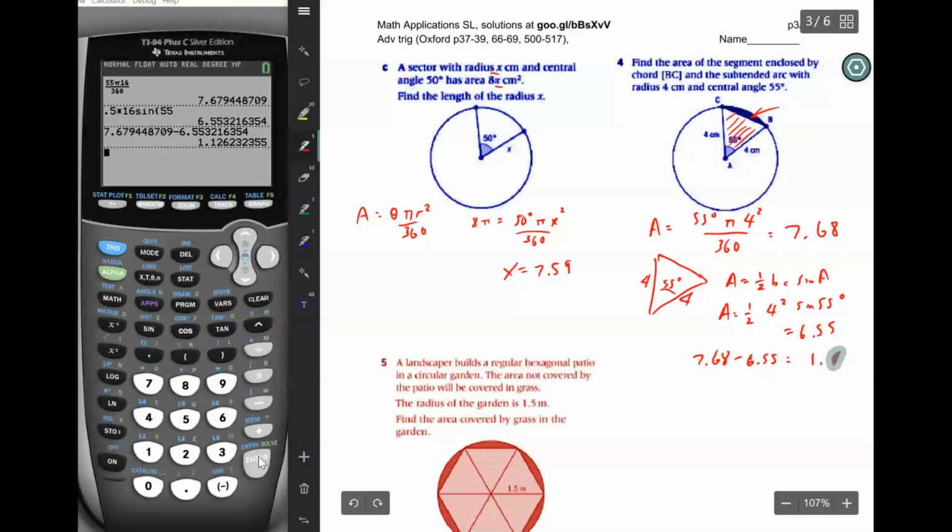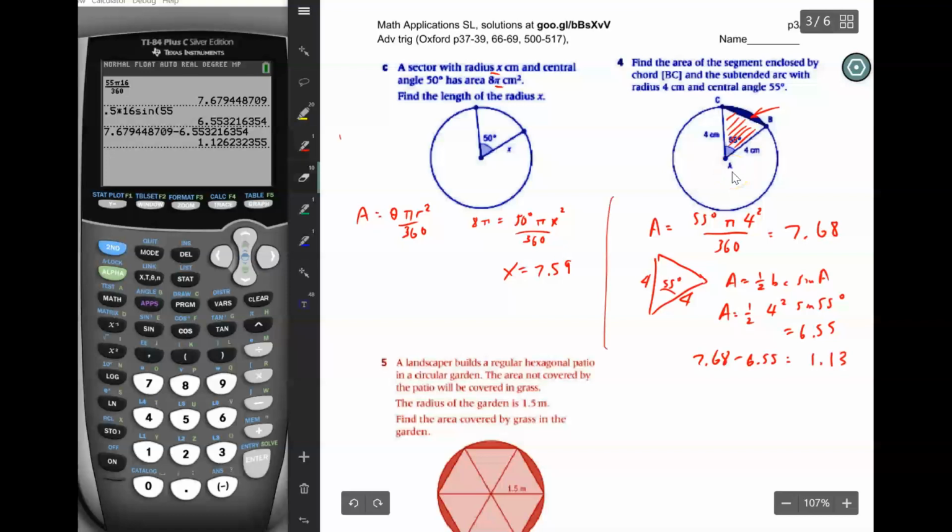So that is a favorite problem of the IB, to do shapes like this, because do you see how they tested you on area of a sector, and they also tested you on area of a non-right triangle, all in one problem. Okay, last problem on this page.